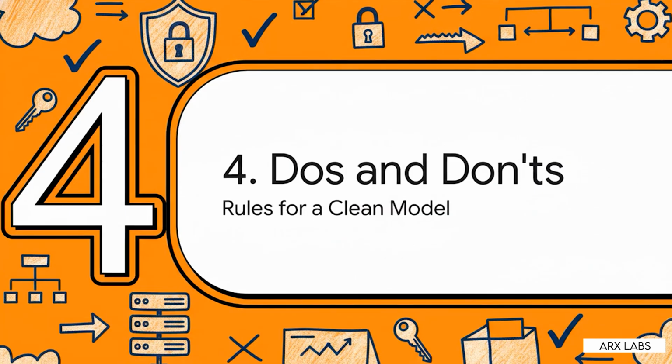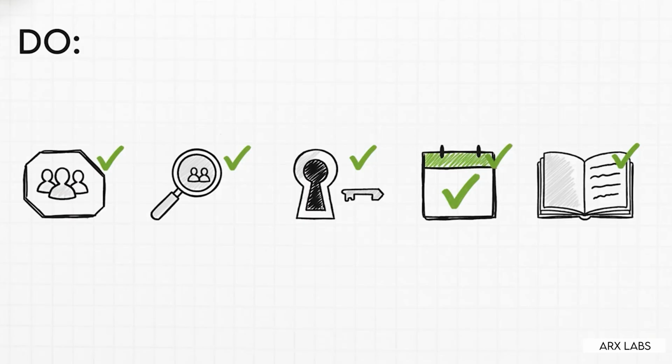All right, let's do a quick rapid-fire round of some practical do's and don'ts. Think of these as the golden rules that are going to keep your security model clean, effective, and, maybe most importantly, easy to debug when something inevitably goes wrong. Okay, first, the do's. Number one, and we've said it before, use Microsoft Entra ID groups for everything. Always.